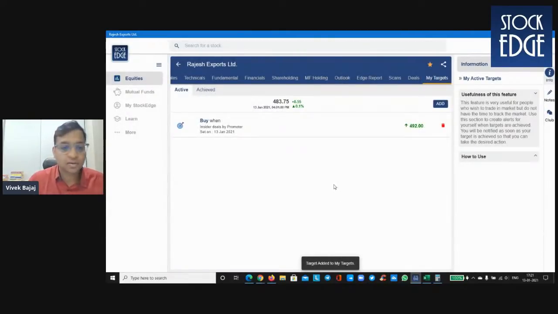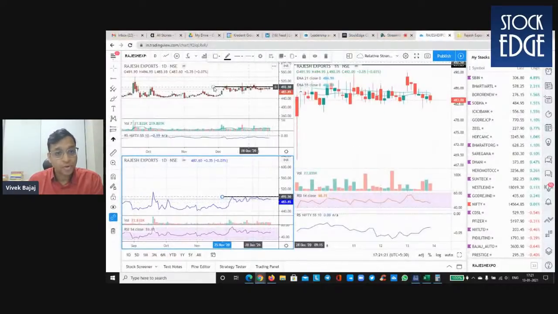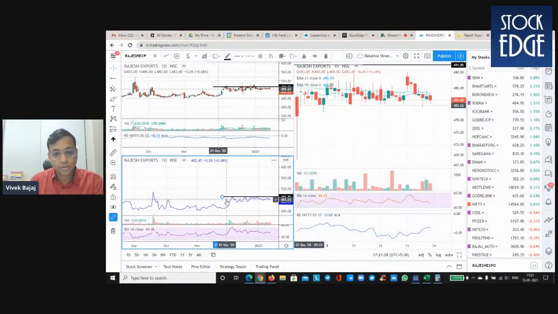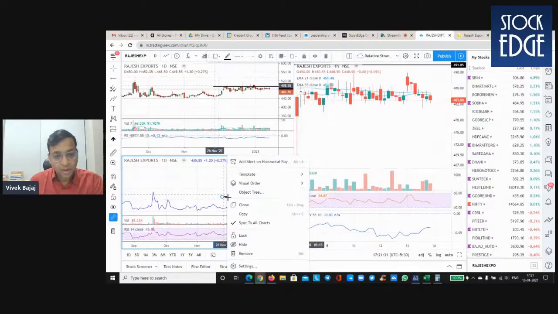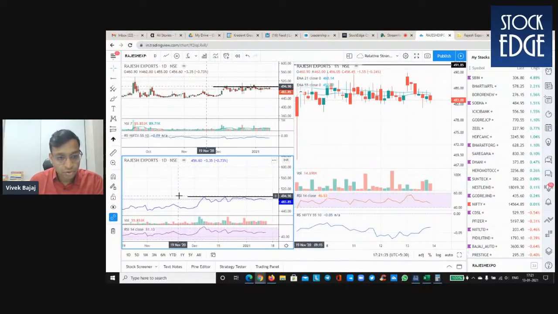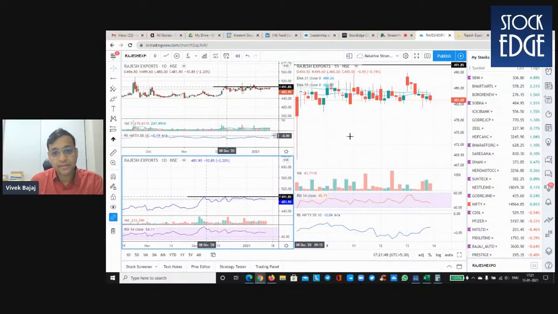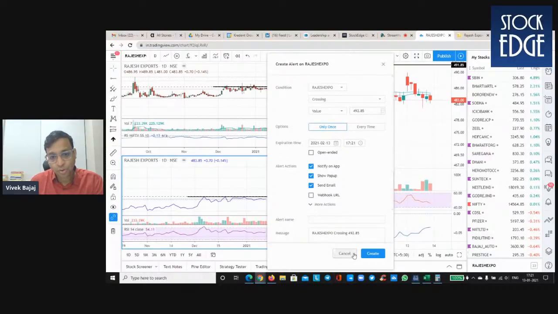So the moment the stock crosses 492, StockEdge will give you an alert on your mobile phone, and then you can go and do something about it. Or you can also ask TradingView to give you an alert. So you double click here. If you are a premium subscriber, you click on this horizontal line and ask TradingView to give you an alert. So right click, add alert at 492, create. Alert name is insider.